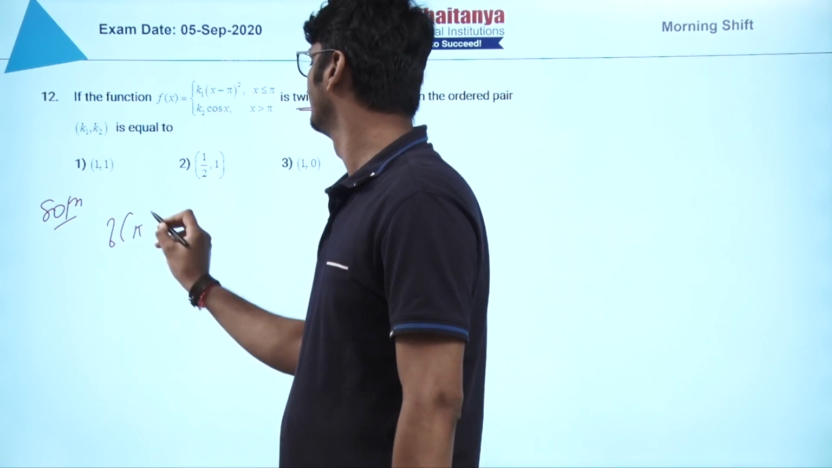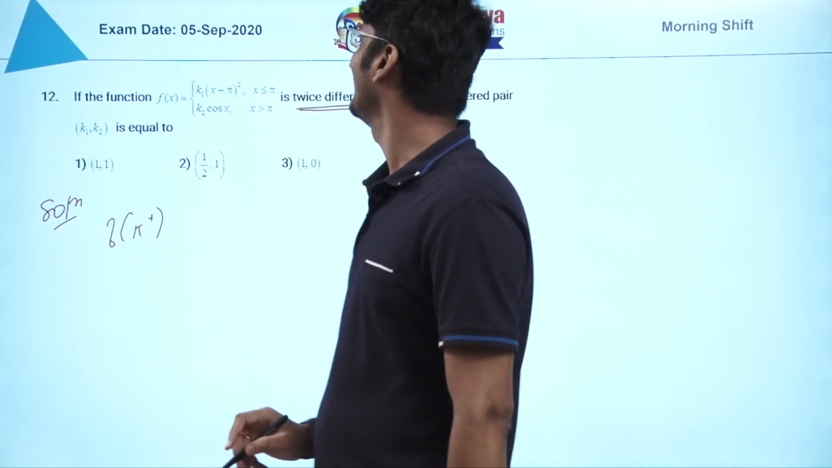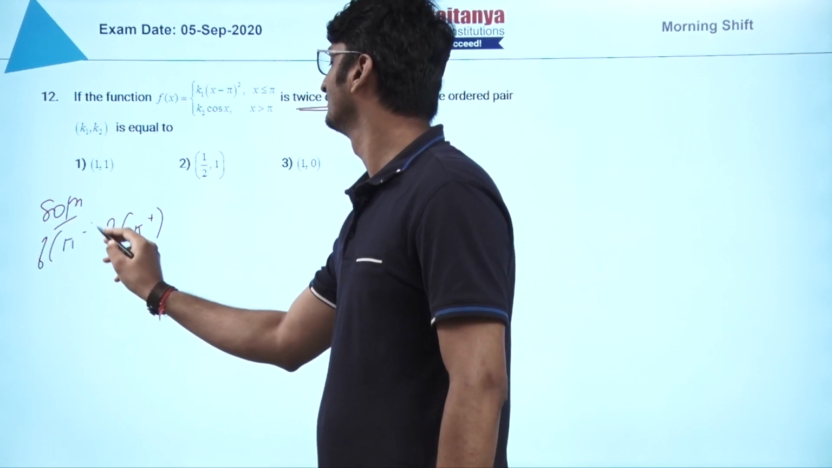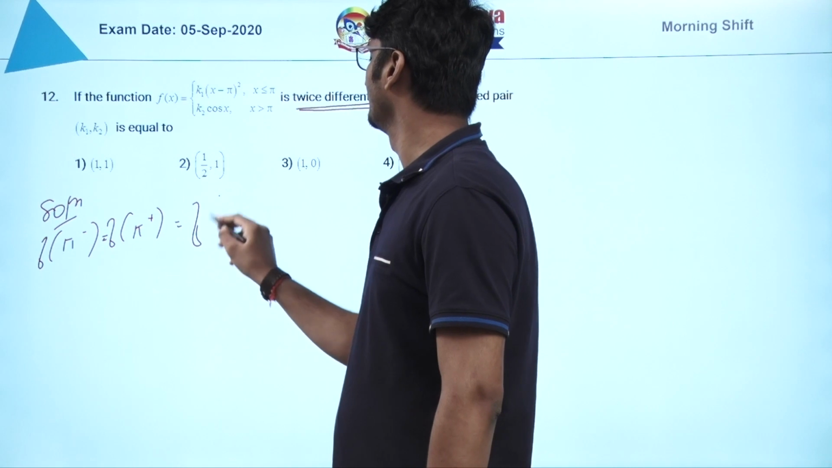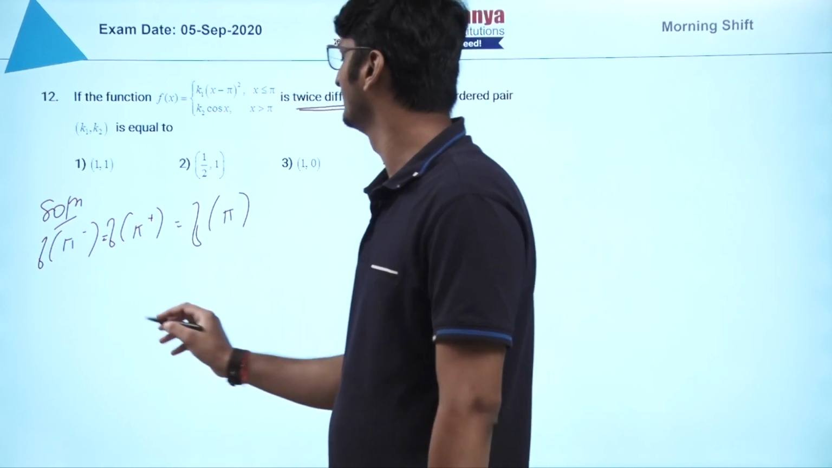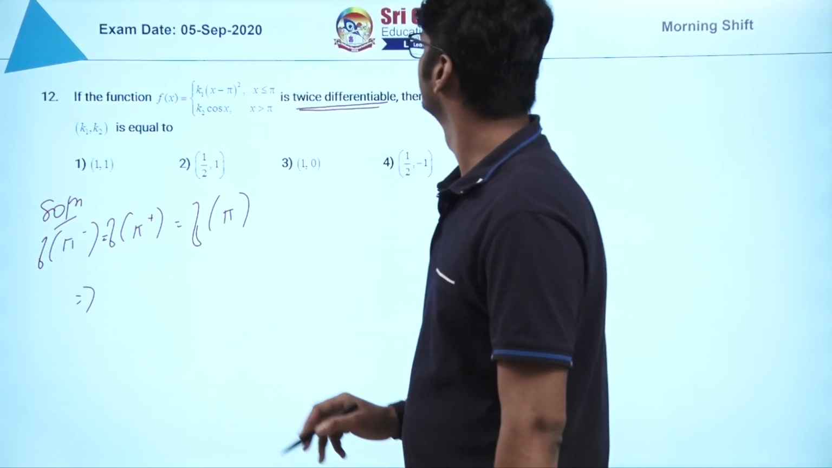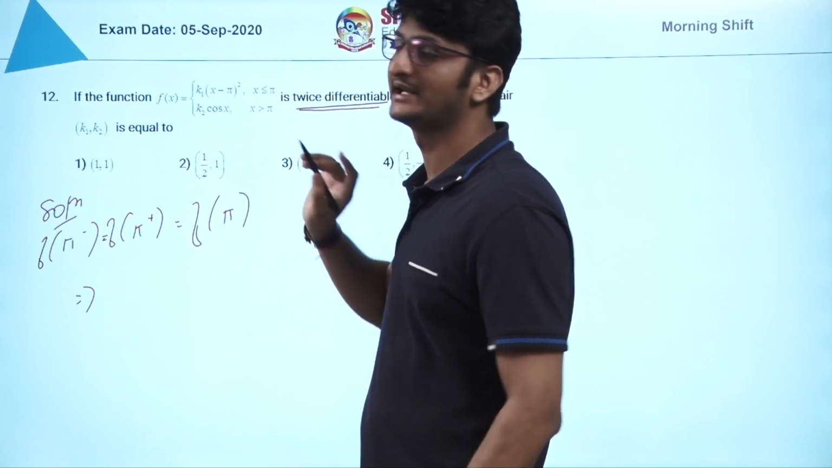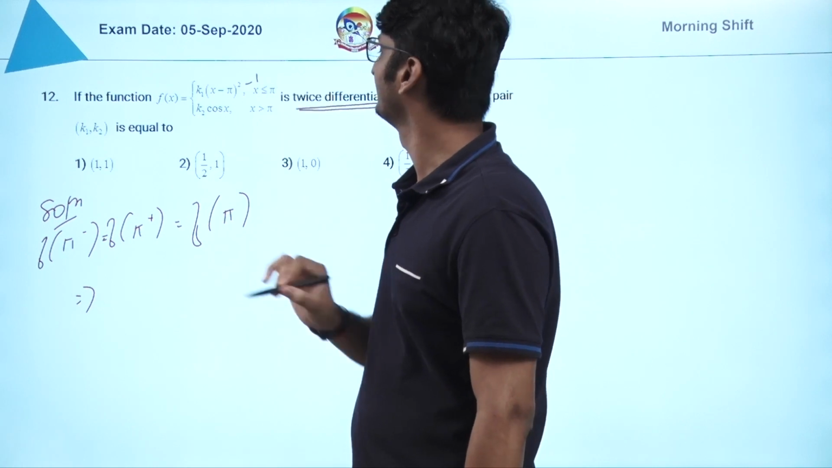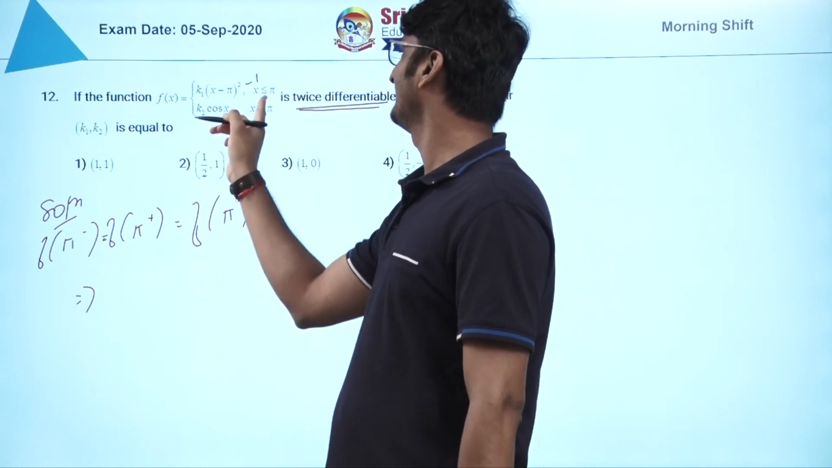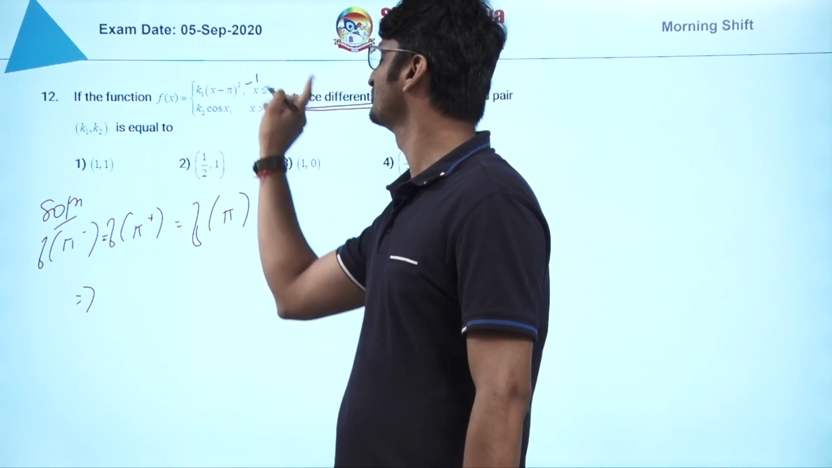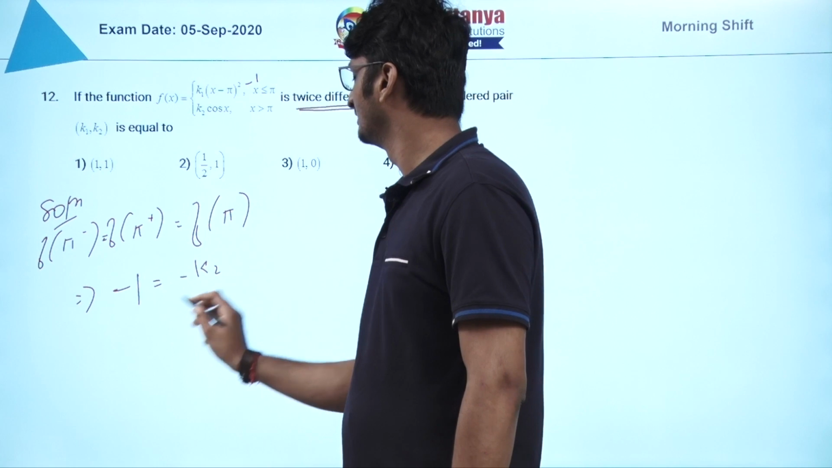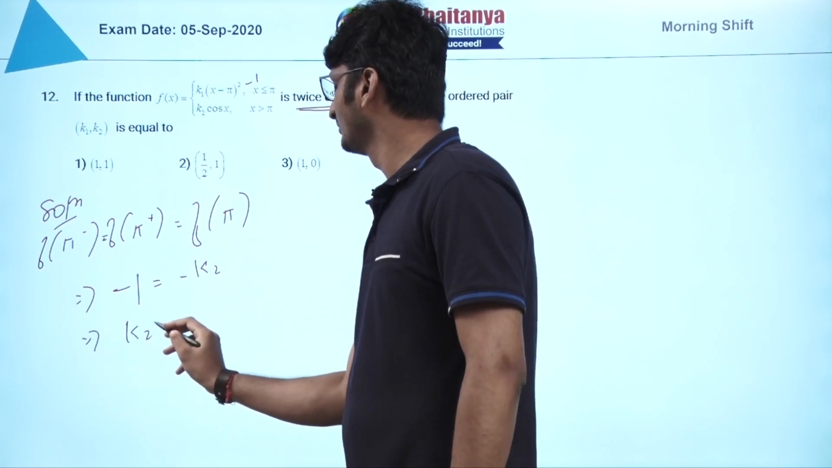So since it is continuous at pi, f of pi plus, f of pi minus is equal to f of pi. We have two definitions, so we will get two conditions. If there is a mistake in this question, let me rectify it. It should be minus 1 here in the first definition. So if you put pi minus, that means the first definition, you will get minus 1. From the second definition you will get minus k2. This gives us the value k2 is 1.